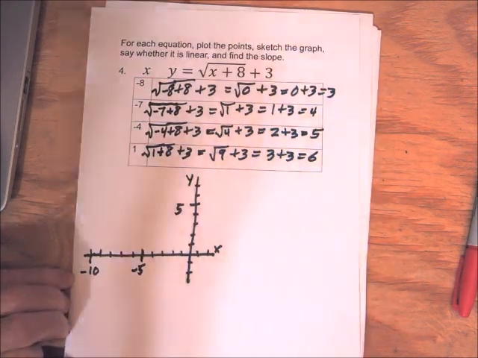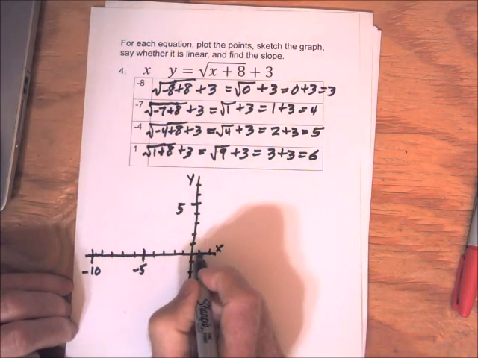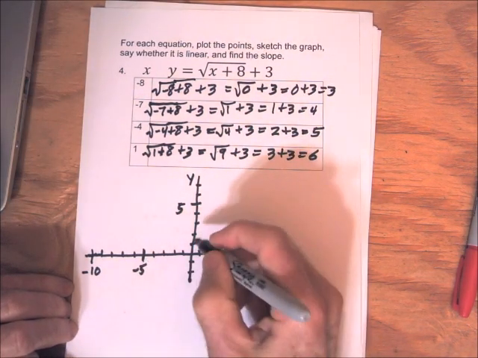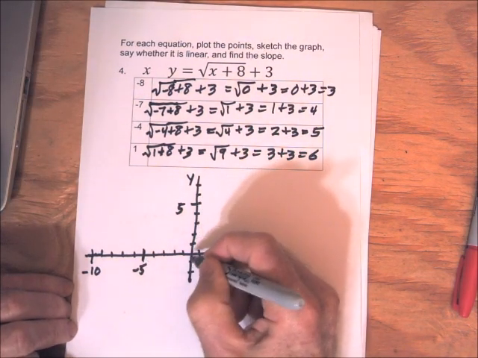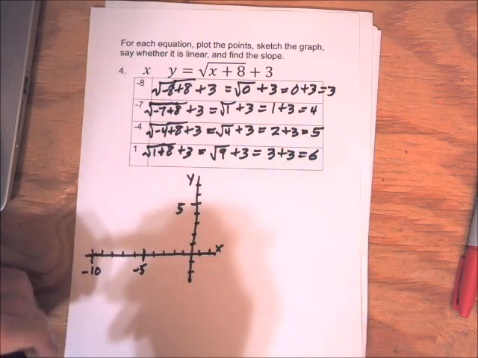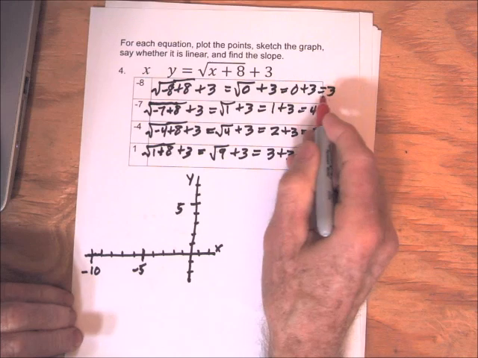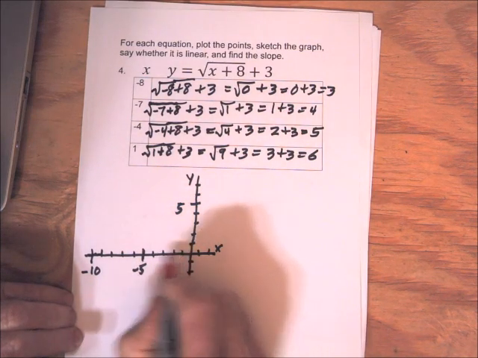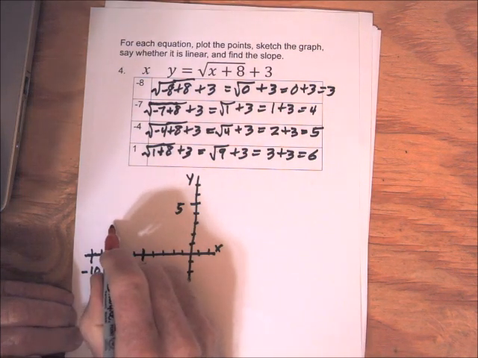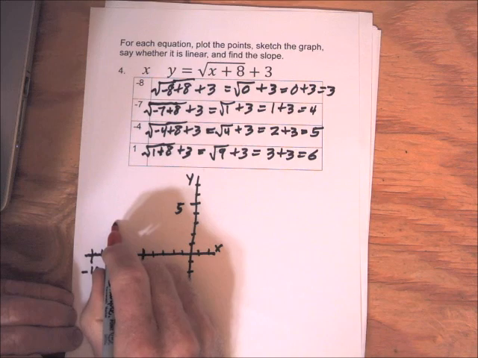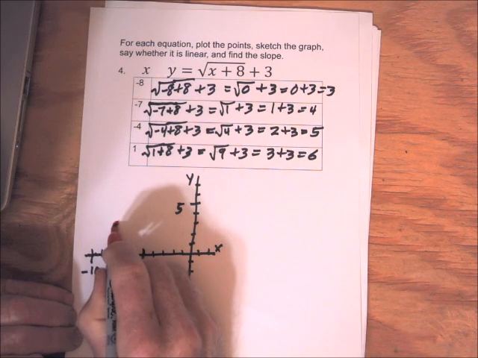Okay, so the x scale is positive going to the right, negative going to the left. Y scale is positive going up, negative going down. And we can plot the points here. First point is 8 to the left, up 3. So go 8 to the left, up 3, and maybe about right here.